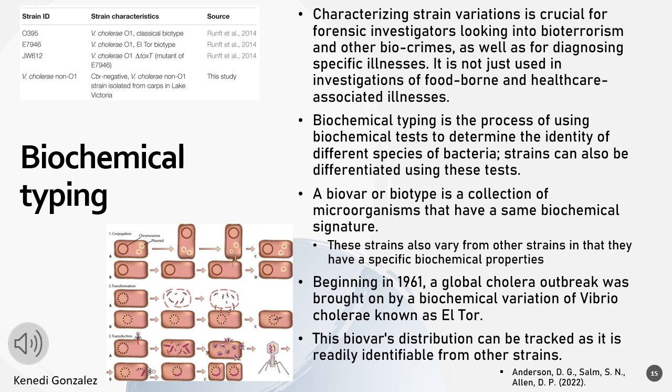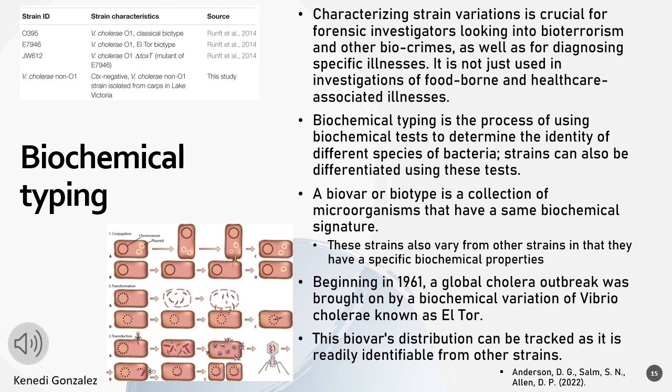The slides that I'm going to be talking about are characterizing strain differences. The first one is biochemical typing. Characterizing strain variations is crucial for forensic investigators looking into bioterrorism and other biocrimes, as well as for diagnosing specific illnesses. It is not to be used just in investigations of foodborne and healthcare associated illnesses.